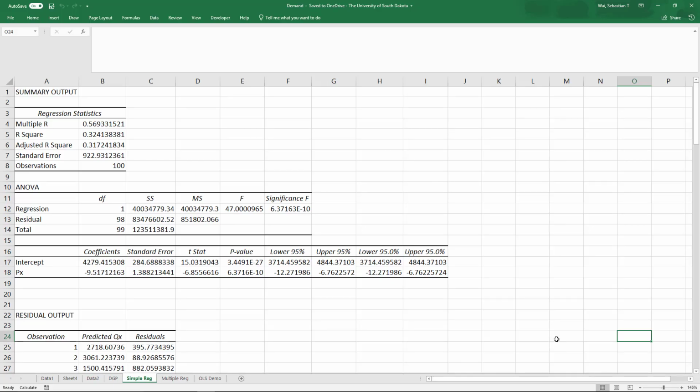I'm back in Excel looking at our original regression using data 1. To the right of the coefficients, we can see a column in the table that says standard error, and these are the standard errors for each of our estimates. Beta naught hat is 4,279, and the standard error of beta naught hat is 284. Beta 1 hat is negative 9.5, and the standard error of beta 1 hat is 1.38.